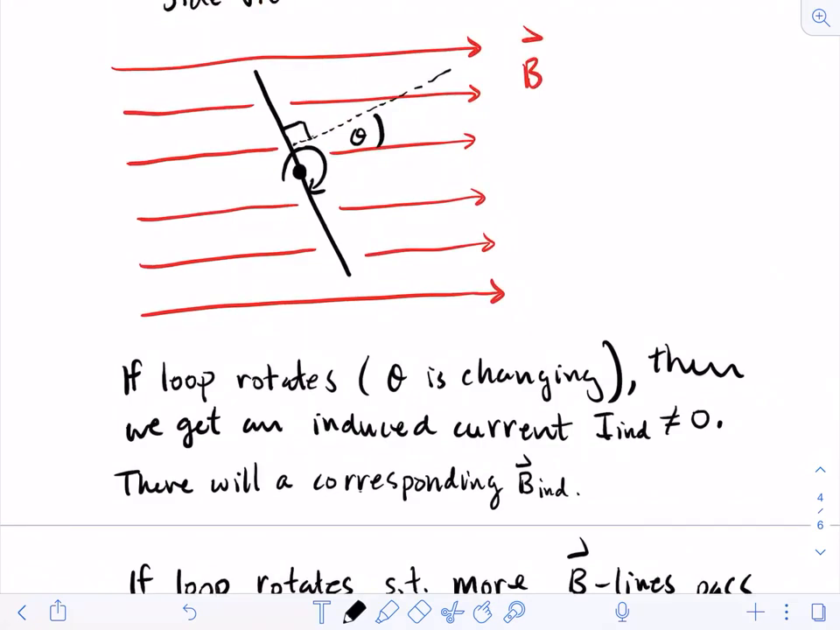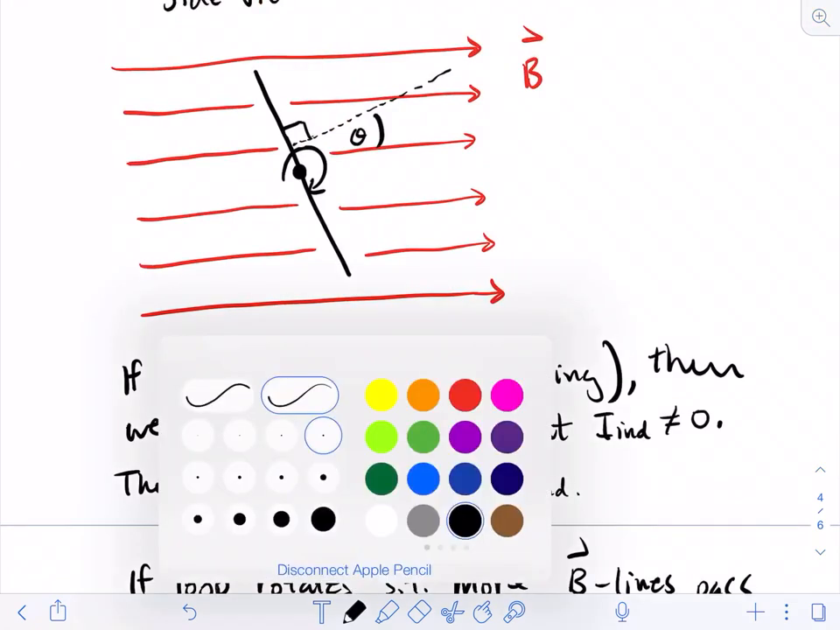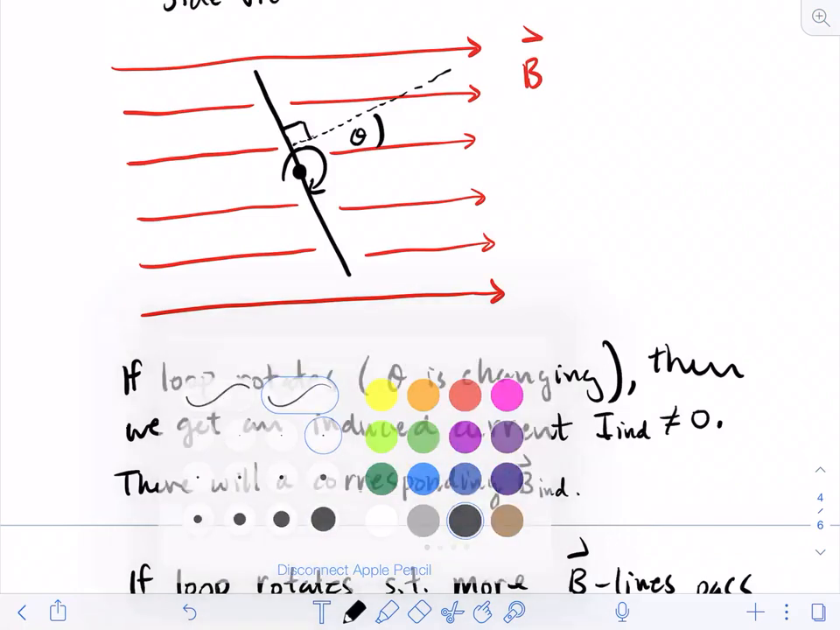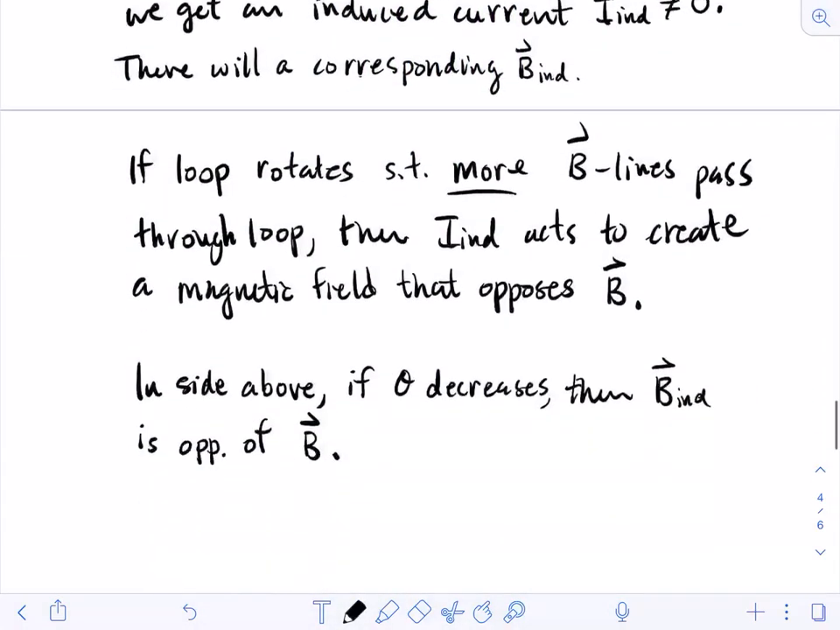Okay, and that's what we kind of drew here. We would get a, maybe opposite of B wasn't the right way to say it. Let's say it opposes B.